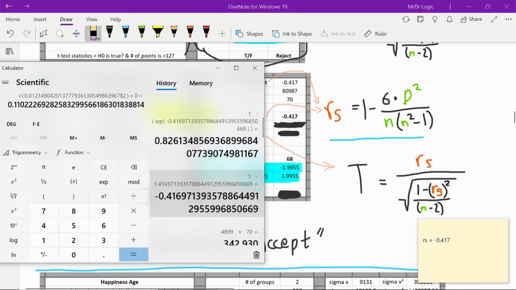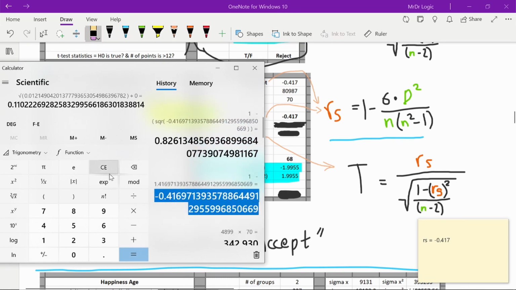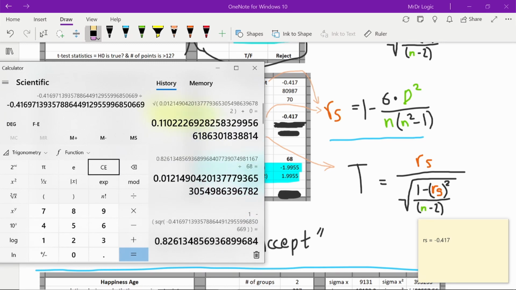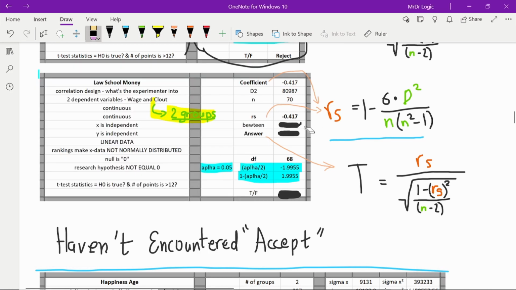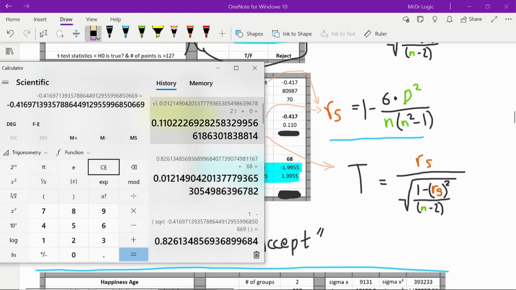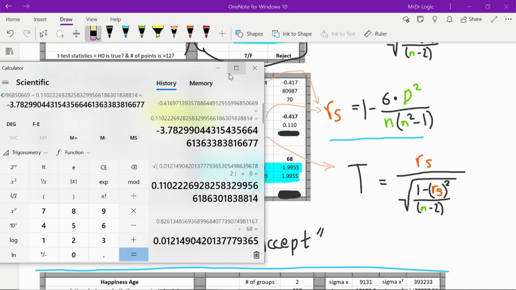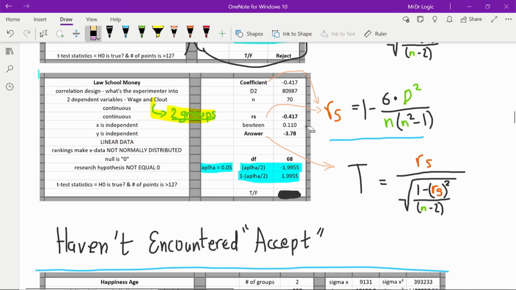So negative RS, which is that number we have established, we're going to divide it by this in-between number, which we got to confirm. Okay, why is it 3 decimal places? Whatever, it proves that it's the same. Control C, Control V, enter. Negative 3.78. Let's see if that's the right answer. Boom. Okay, now we know the DF.